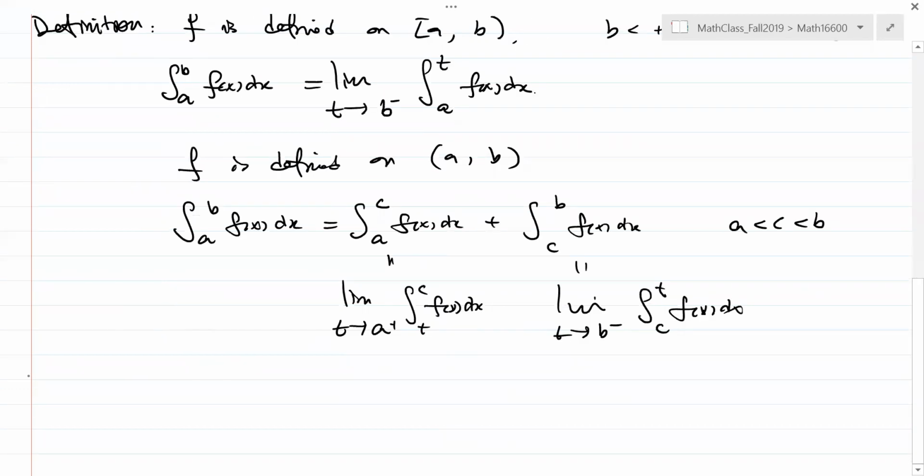Okay, let's take a look at the following example. This is the integral from 1 to infinity of 1 over x dx.